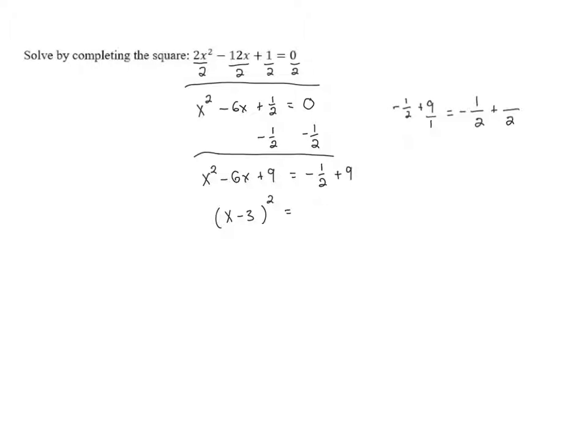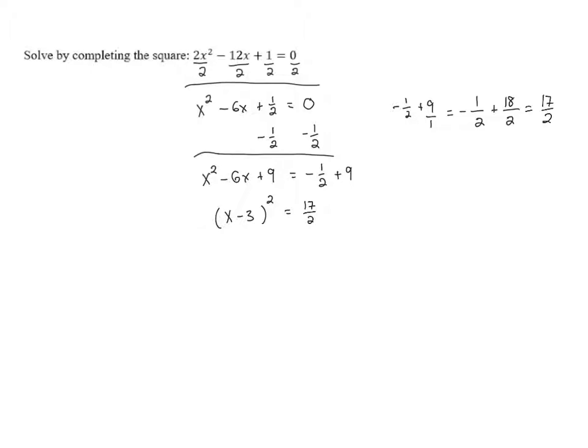So the numerator will also need to be multiplied by 2. 9 times 2 gives us 18. So 9 over 1 becomes 18 halves. And negative 1/2 plus 18 halves gives us 17 halves, which is what we end up with on the right-hand side. So after doing all of that arithmetic, we have x minus 3 squared equals 17 halves. And we can now apply the square root property.